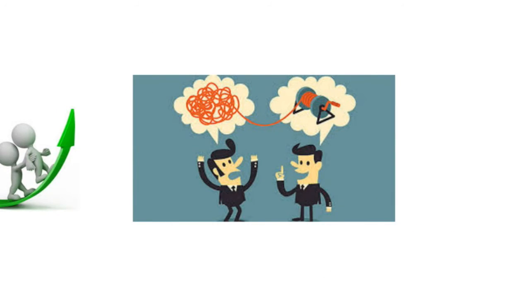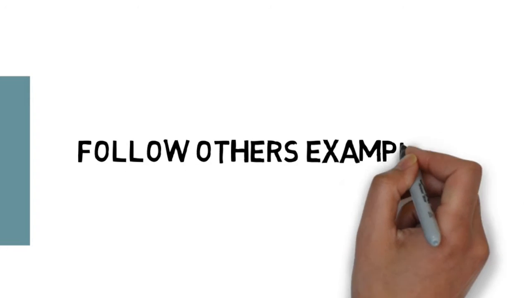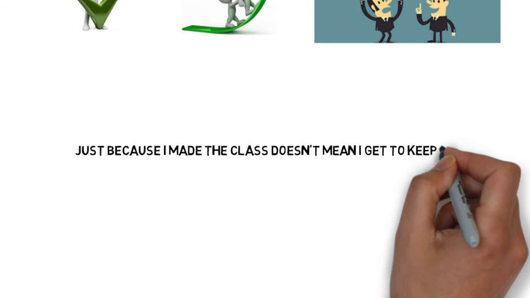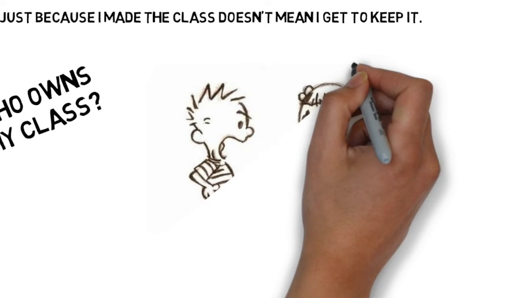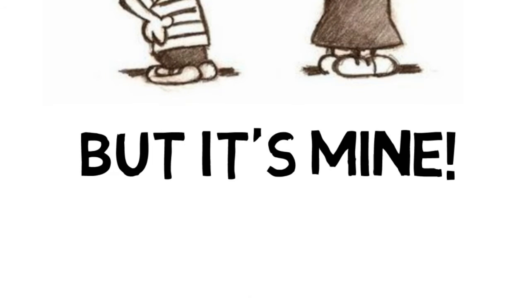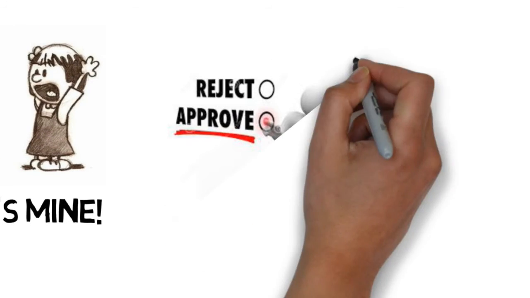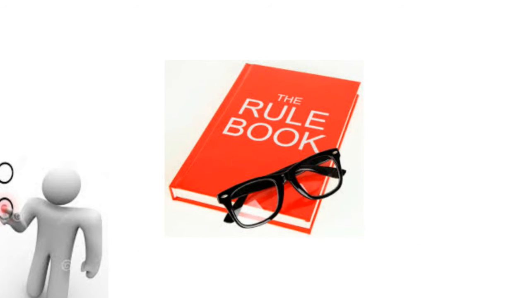Don't try to recreate the wheel. People have done this before. Follow their examples. Just because I made the class doesn't mean I get to keep it. Who owns the class is negotiable and/or up for debate, depending on where you're giving the class. Everything from you own it to they own it and you can't make changes without their approval, and everything in between. Be aware of what the rules are, and then you can decide if it's the place to distribute your classes from.